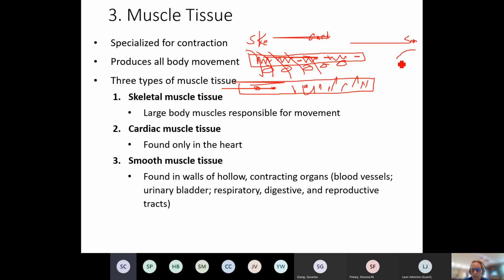So smooth muscles are going to be these spherical cells, and they can touch each other. Right? They are only going to have one nucleus. They do not have stripes. And they can multiply and divide and increase in size and mass.